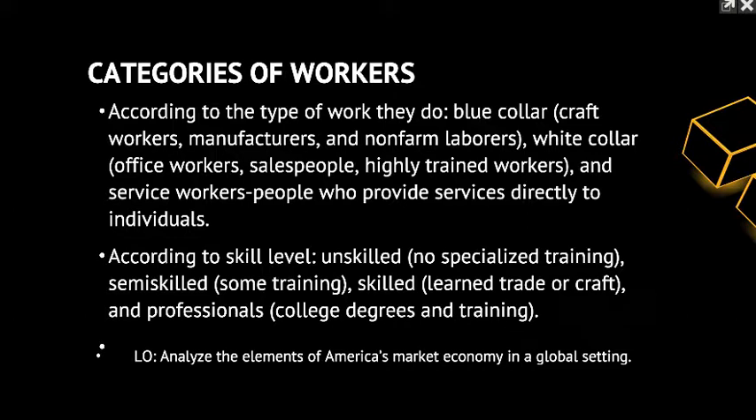Workers can also be classified according to skill level. Unskilled means they have no specialized training. Semi-skilled, which means they require some training. Skilled, which means they have learned a trade or a craft. And professionals, which means they have college degrees and sometimes additional training.